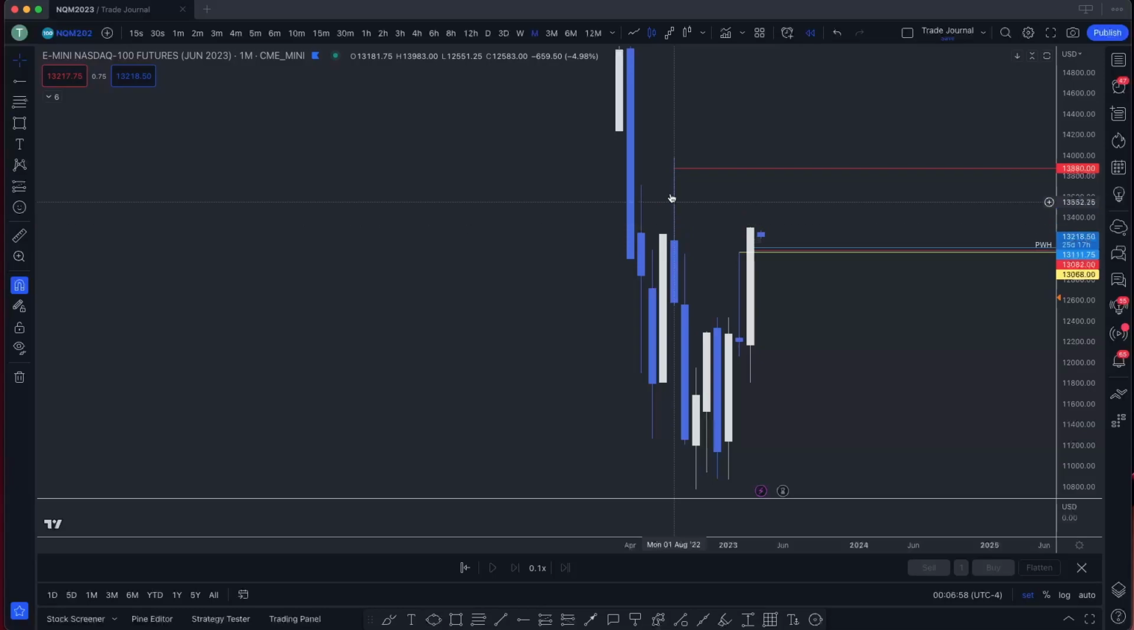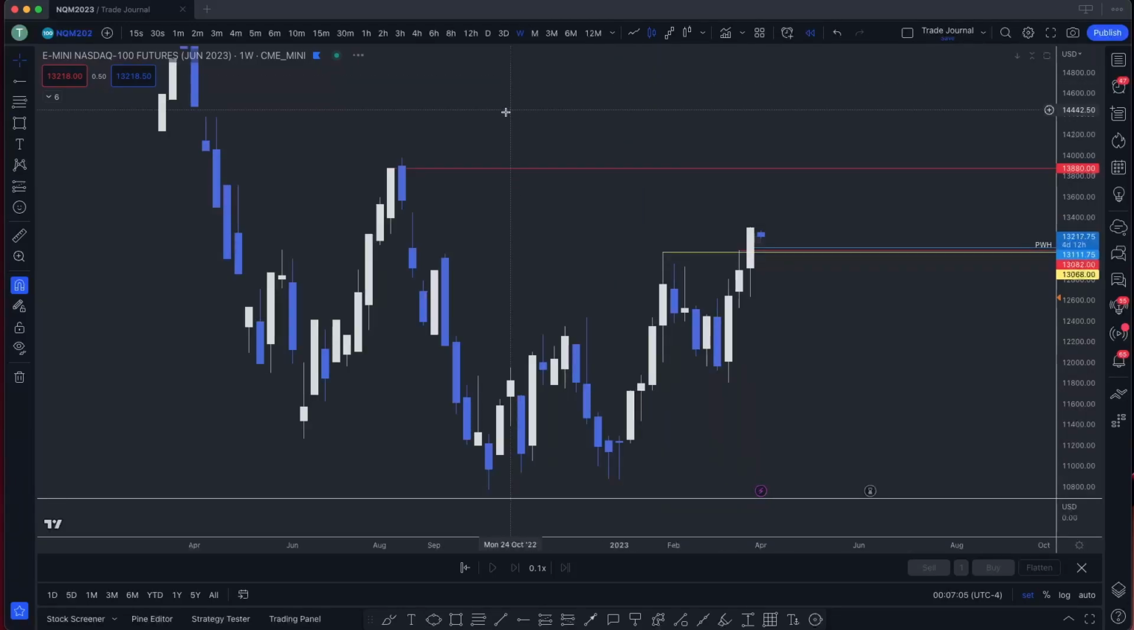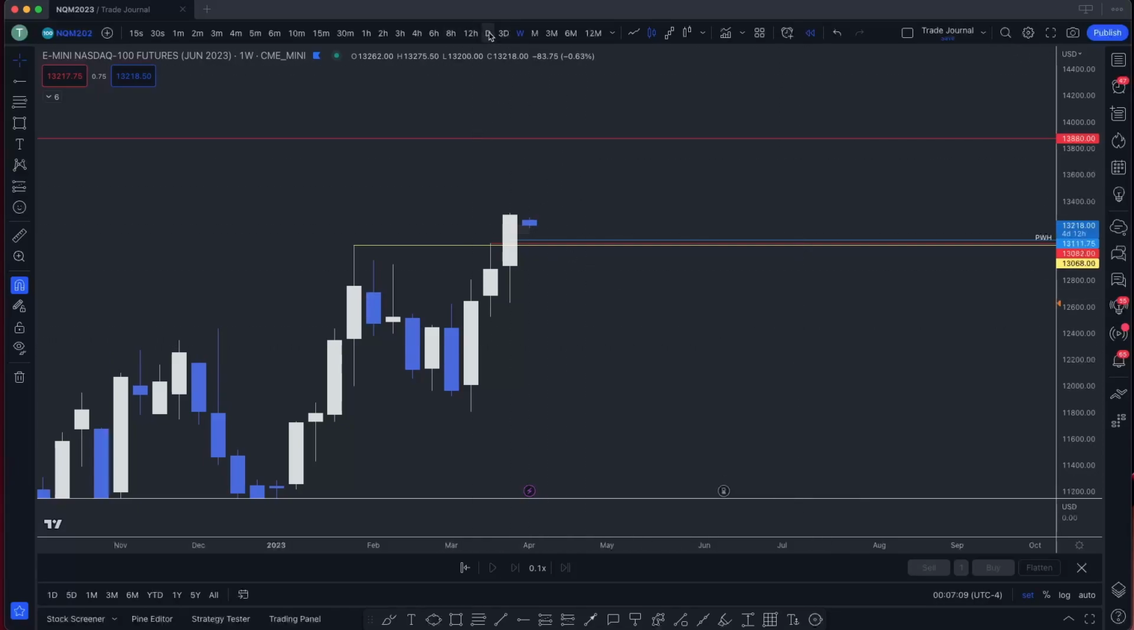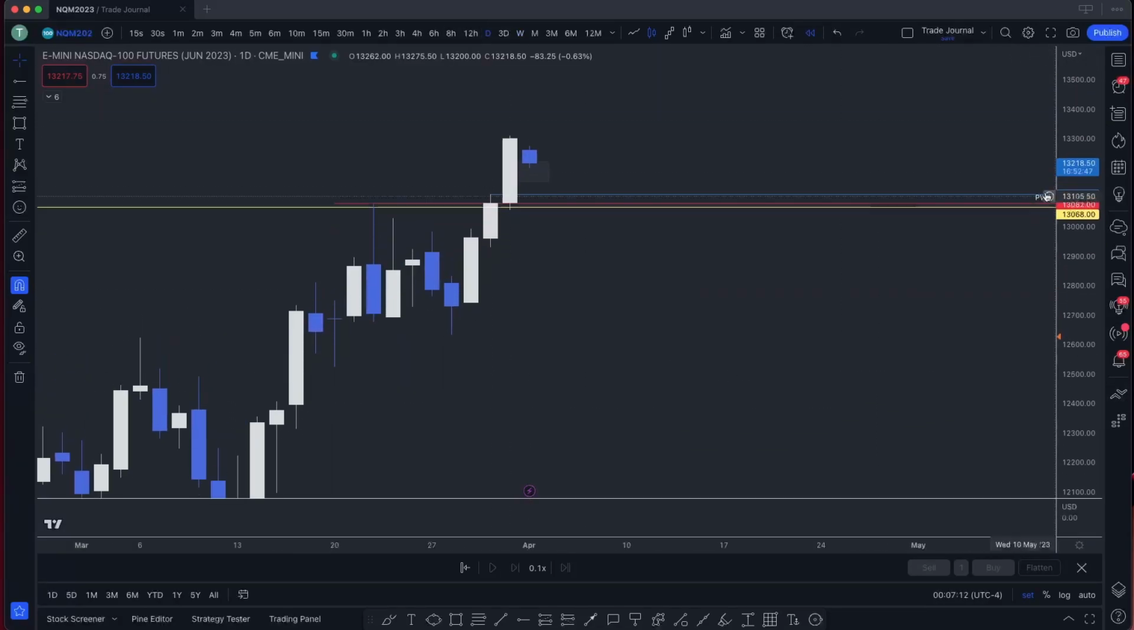Again, we have this whole wick. So we could just sort of fill this wick, or a good portion of this wick, and that would be a nice monthly target. So that's my bias at the start of the month. But anything can happen, and this is how I'm going to start with my bias.